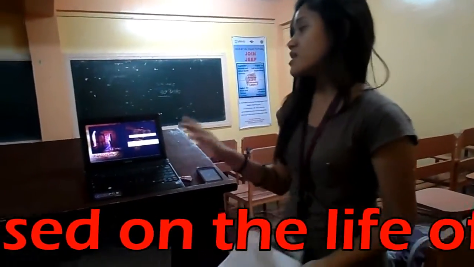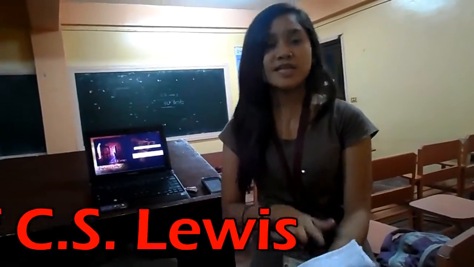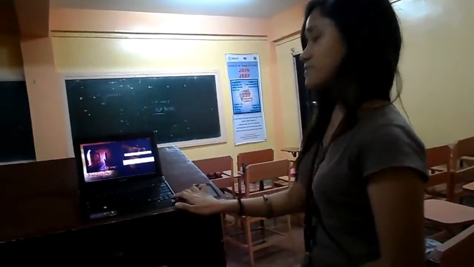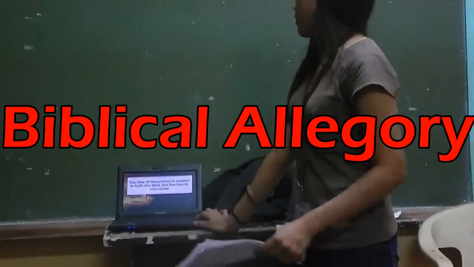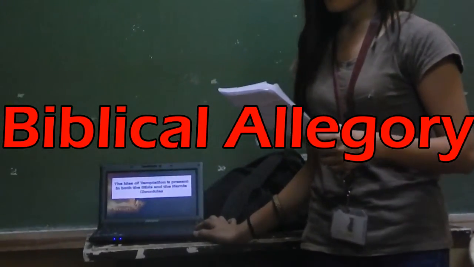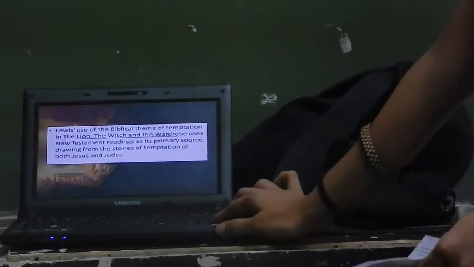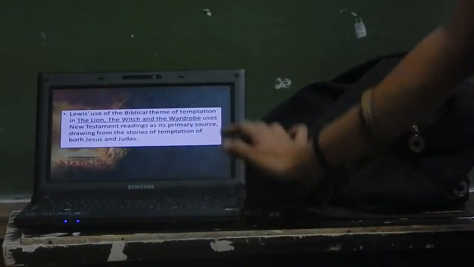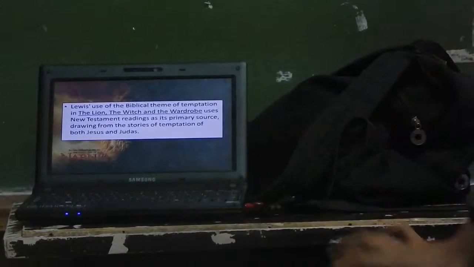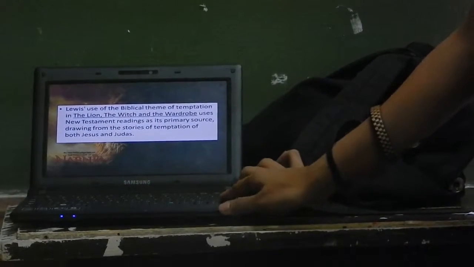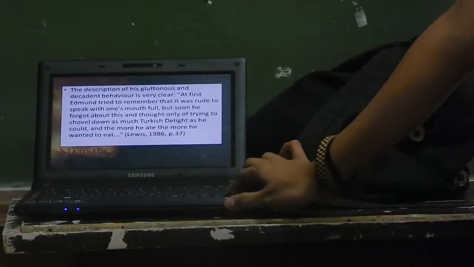So, as we can see, Narnia is based on the life of C.S. Lewis, in which he experienced tragic flaws. Temptation is present in both the Bible and the Narnia Chronicles. For example, Lewis used the biblical theme of temptation; The Lion, the Witch, and the Wardrobe uses New Testament readings as its primary source, drawing from the stories of temptation of both Jesus and Judas.